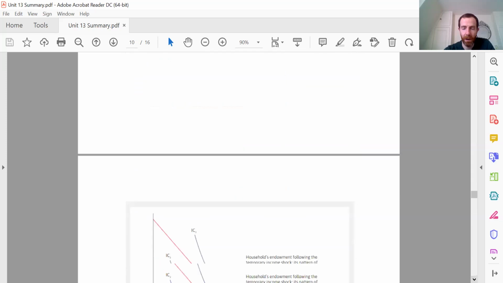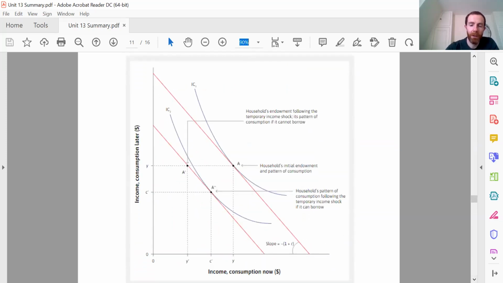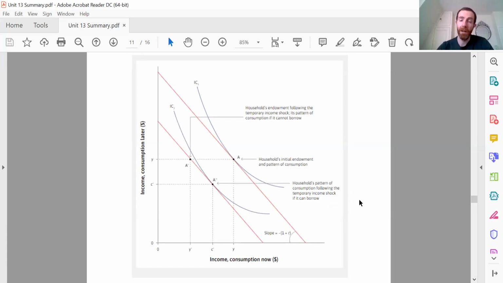Now, I think another way of looking at it, the same sort of idea, but now bringing in utility, is this graph right here. This is similar to what we saw in unit 10, where we've got a household who have to decide between consuming now and consuming later. And we're imagining that the way they can trade off or swap between consumption now and later on is through some borrowing. And so our red line here, our feasible frontier, shows us all the possible levels of consumption now and later that can be achieved through some borrowing at interest rate R.